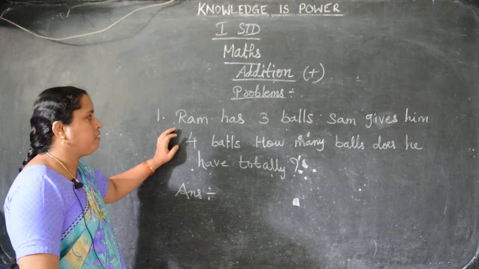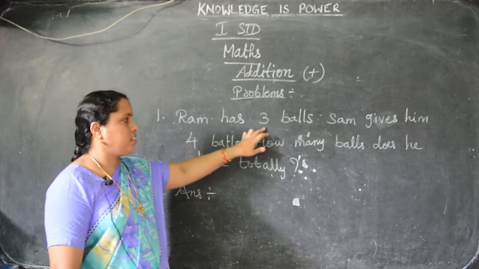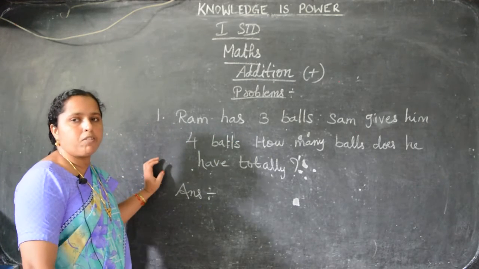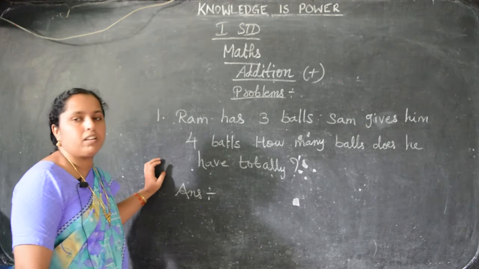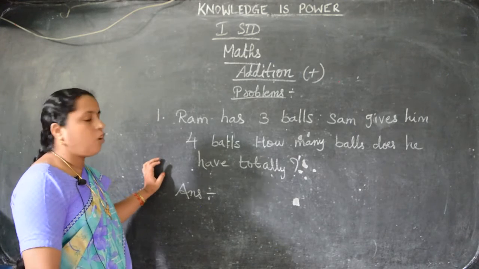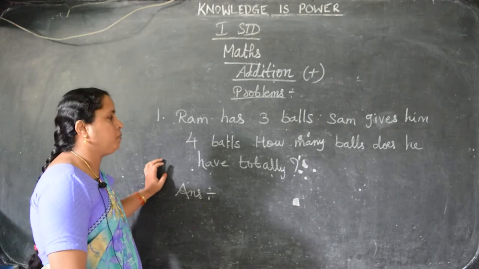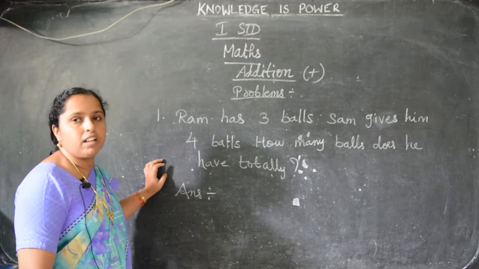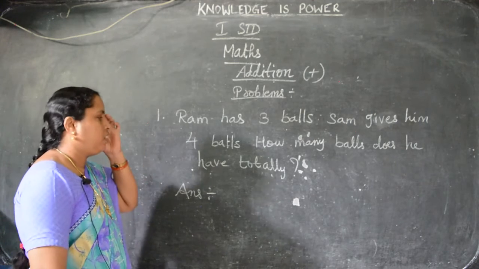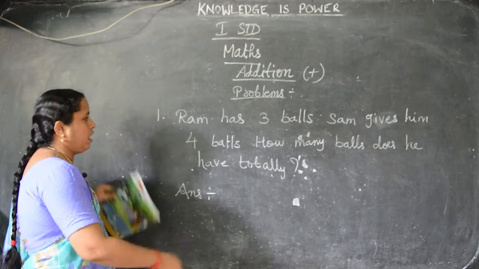Now, how many balls did Ram have before? He has 3 balls. Ram's friend, what is his name? Sam. He gives him 4 balls. 4 more balls he gives him. Then finally Ram has how many balls? For that you should write the answer.